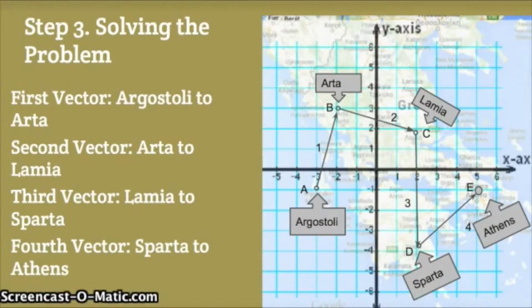Our third step is solving the problem. So our first vector would be Argostoli to Arta. Our second vector would be Arta to Lamia. Our third vector is Lamia to Sparta. And our fourth vector is Sparta to Athens.